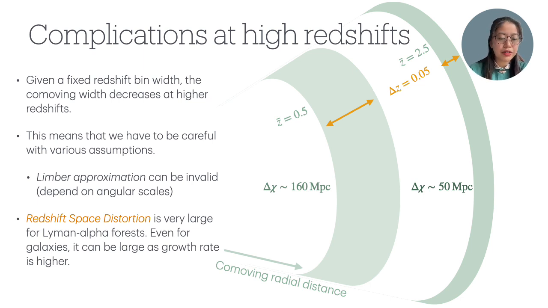The other effect we haven't talked about is redshift space distortion. This effect is very large for the Lyman-alpha forest, and even for galaxies it cannot be ignored.